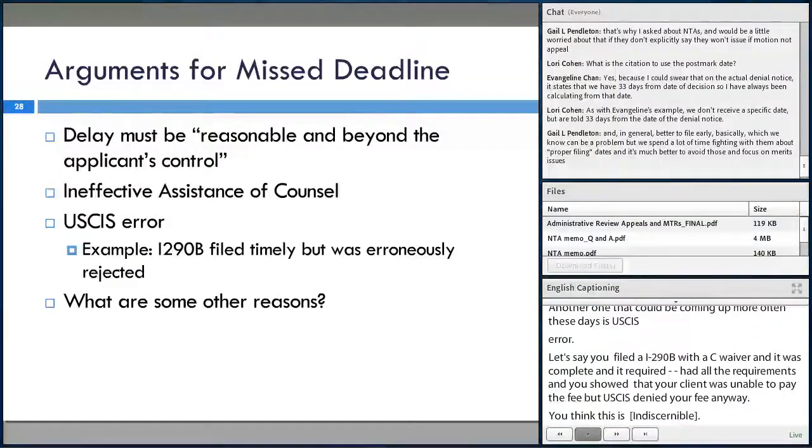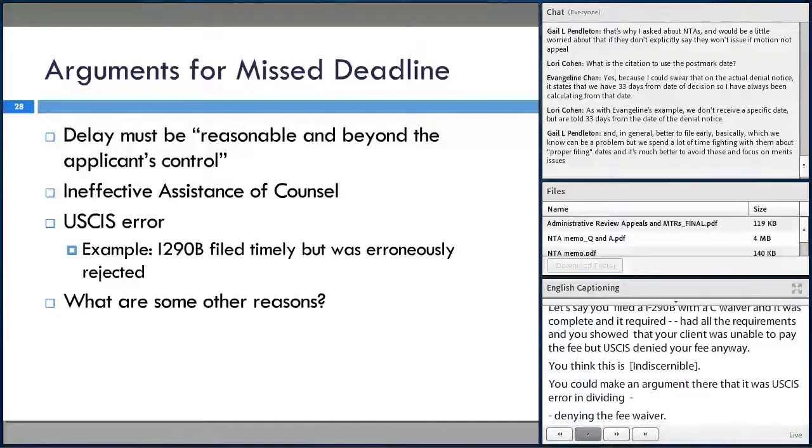And I'm going to open up here in the chat box. Do people have other suggestions for reasons why you might be able to justify a missed deadline for 290B?